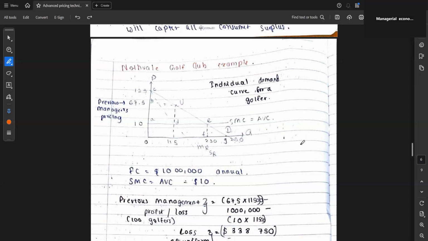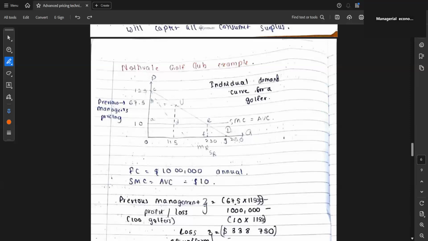So here we have an individual demand curve of a golfer in North Wales Golf Club. The previous manager had a uniform pricing strategy. We assume that MR equals MC is the point where the profit is maximized. But here, if you consider all the factors, the fixed cost and the variable costs, you're left with a loss of $338,750.